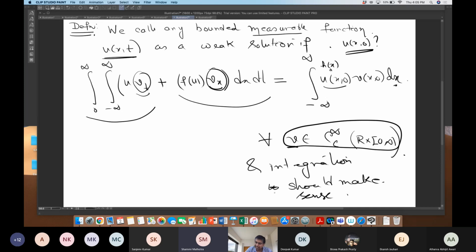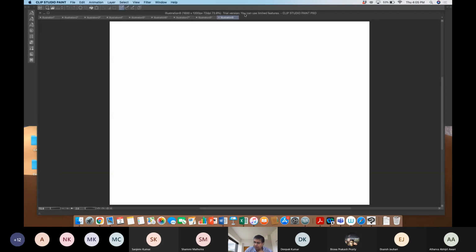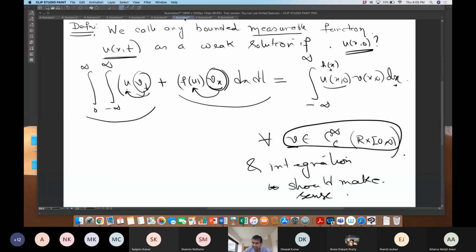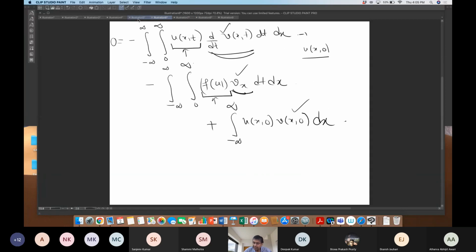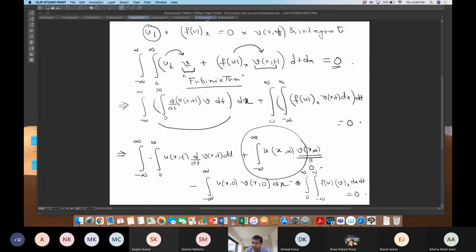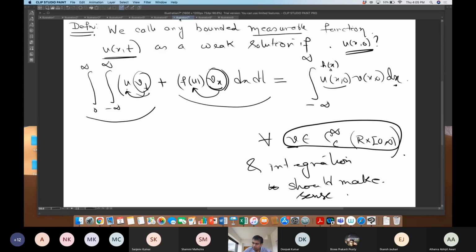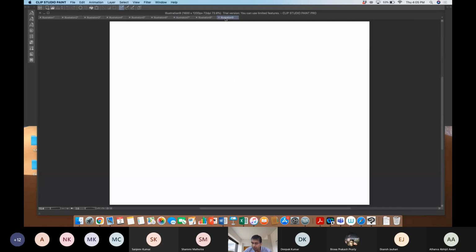What we will do is, u is smooth, then throw the derivative in, do the integration by parts. If u is smooth, then only you can do the integration by parts. Otherwise, no. Here I assume u is smooth. That is why I throw the derivative here. Then I can do the integration by parts, right? If you do the integration by parts, you will end up with this.